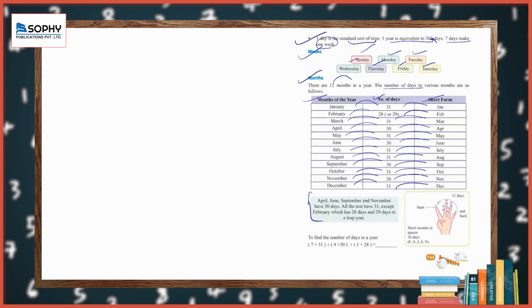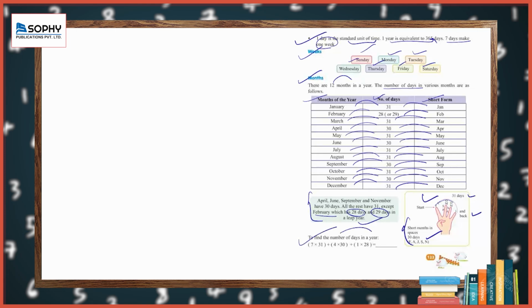So students, here we have given short months in their spaces, like 30 days. Start here, 31 days, and then again we will count from the back. So April, June, September and November have 30 days. All of the rest have 31 days except February, which has 28 days and 29 days in a leap year.